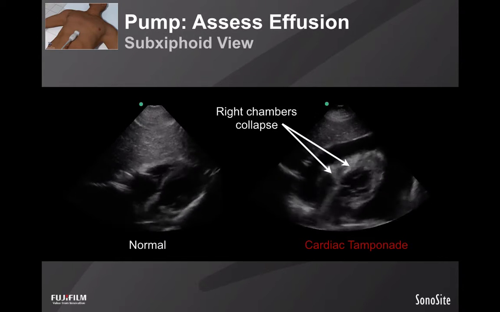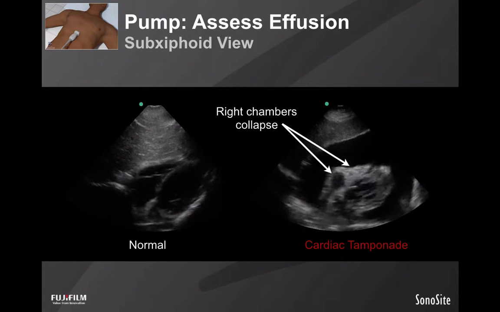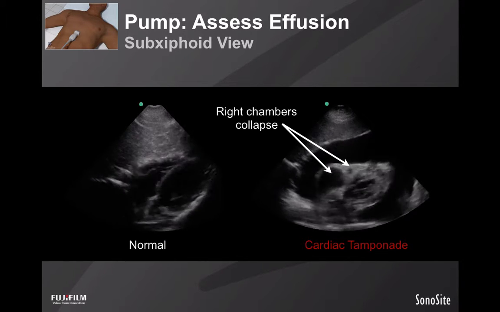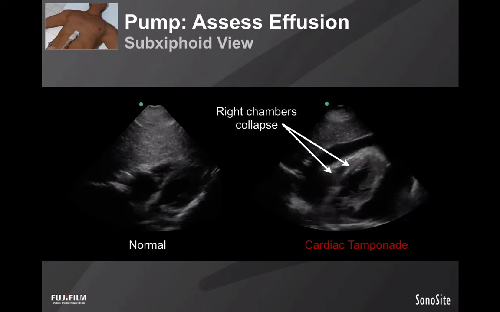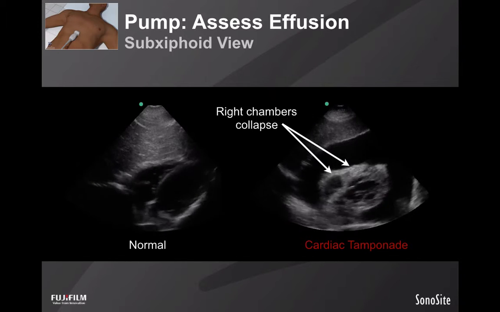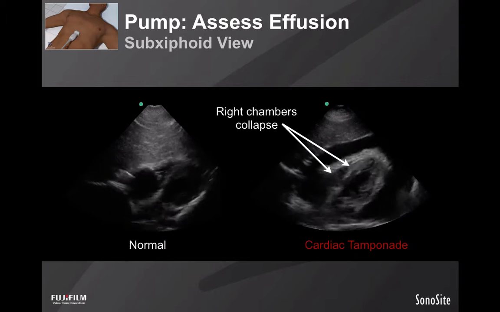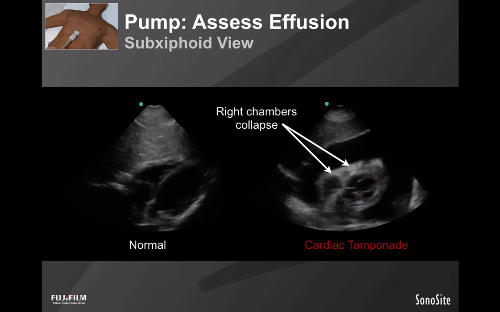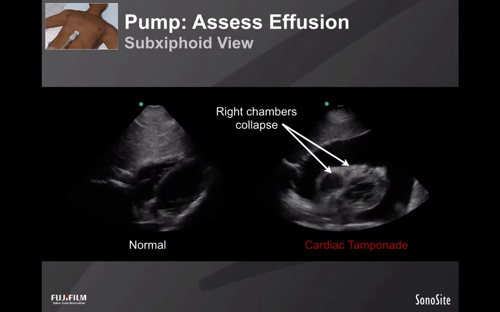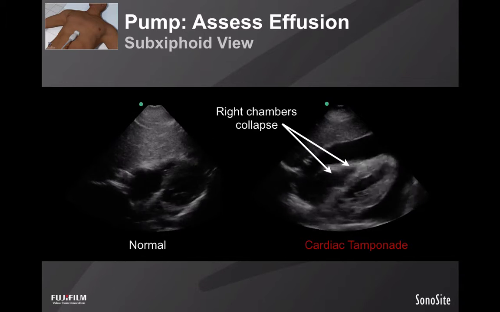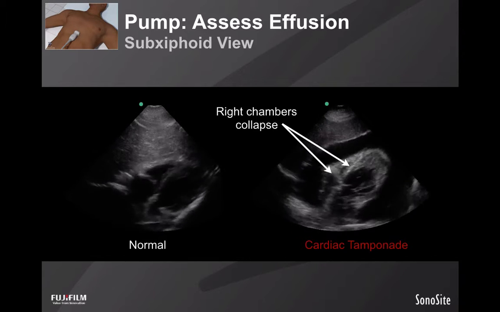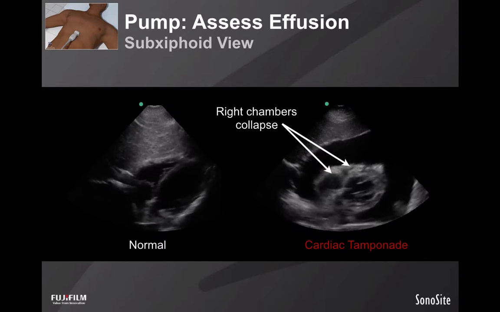Here we are performing a subxiphoid cardiac view, with the transducer placed inferior to the xiphoid process and the orientation marker pointed towards the patient's right side. The transducer is aimed up towards the chest, scanning through the liver for a 4-chamber cardiac view. The example on the right shows a large pericardial effusion.